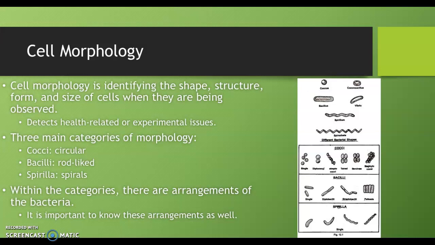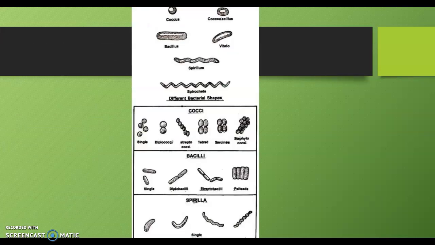On the next slide, there is an enlarged picture of the smaller one on this slide. This picture includes the different types of morphologies as well as their types of arrangements. It is from biologydiscussion.com.